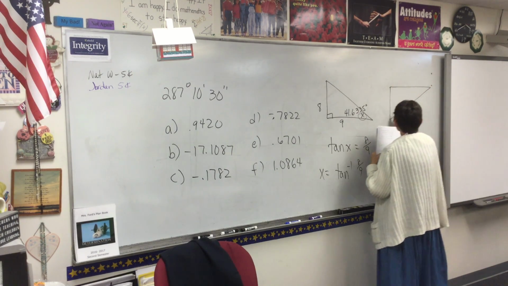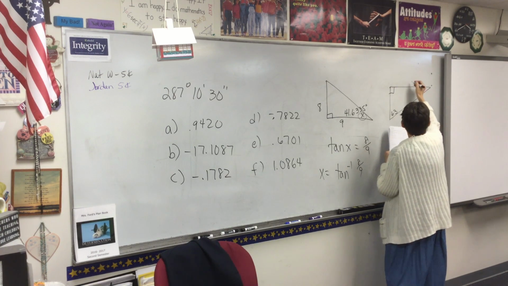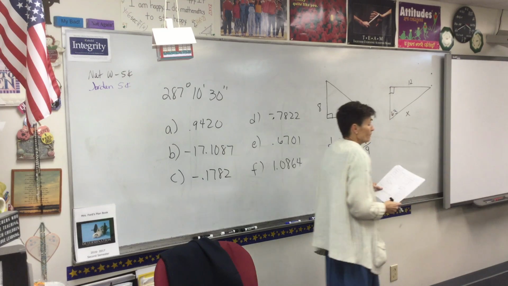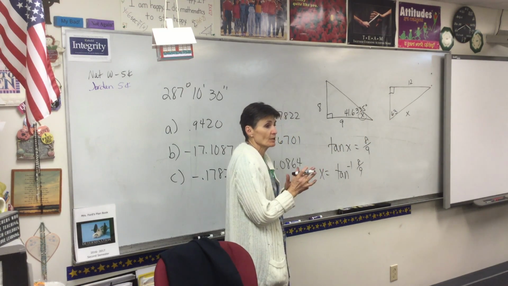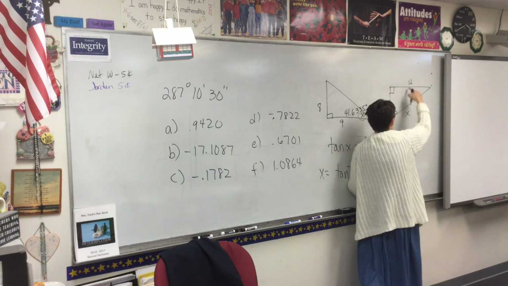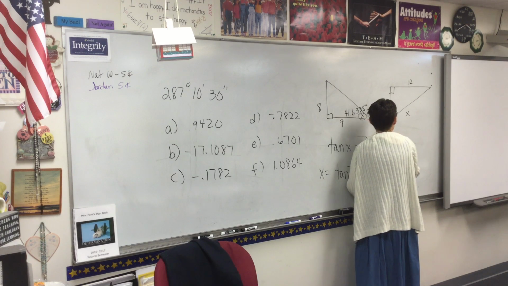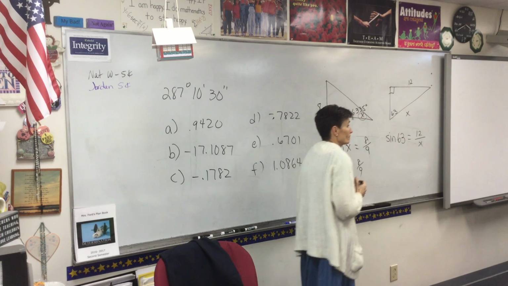All right, let's look at this one. The triangle is oriented differently. So we just got to look at it carefully. What function? Sine, cosine, or tangent? Got to be sine. Look at where the angle is. Opposite hypotenuse. So sine 63 equals 12 over x.